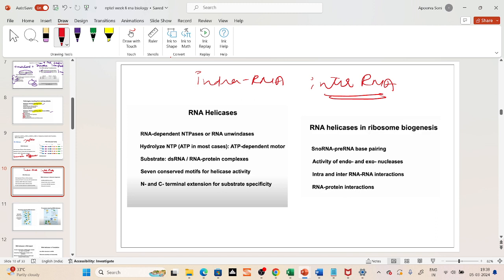Two different RNAs, and the same RNA. Within the same RNA, that would be intra, and between two different RNAs, that would be inter. Just like we have inter-school competitions, inter-college competitions, that means between two schools. And intra means within. Okay.